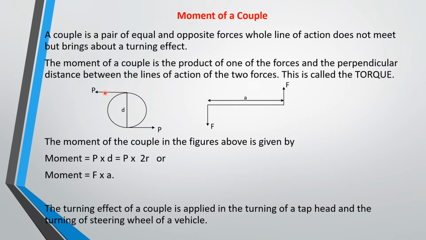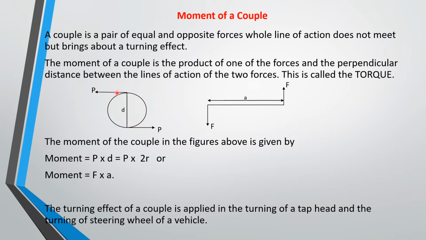So this is just a diagram to represent a couple. So these are two equal and opposite forces, P and P. They are two equal and opposite forces. You know that once these two forces start to act on this circular body, they will produce a turning effect. The same thing too with this force. So if they start to act, they will cause a turning effect on this particular object. So that is what a couple does.